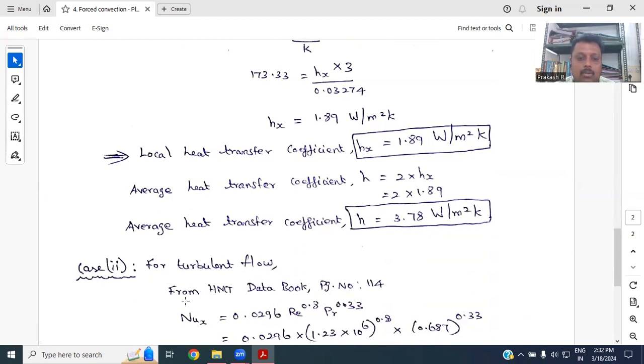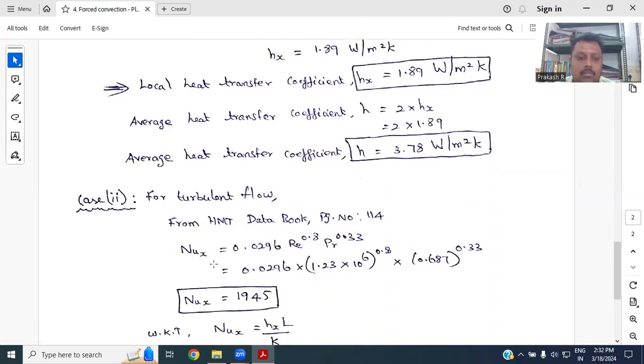For turbulent flow, we need to take a new Nusselt number formula from the HMT data book page 114. Therefore, Nu is equal to 0.0296 Reynolds number power 0.8 Prandtl number power 0.33. By substituting the Reynolds number value and the Prandtl number value, we can find the new Nusselt number value is 1945.